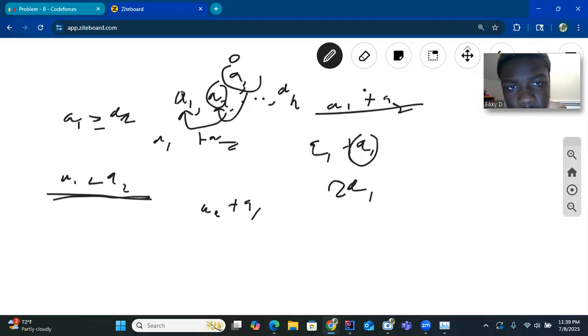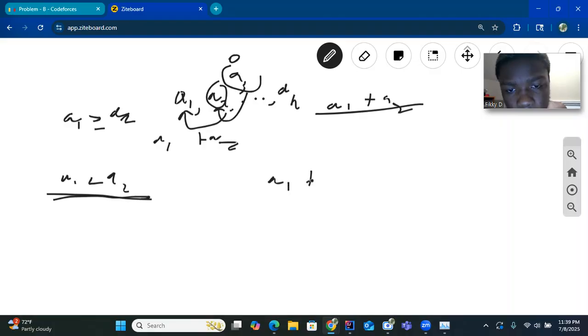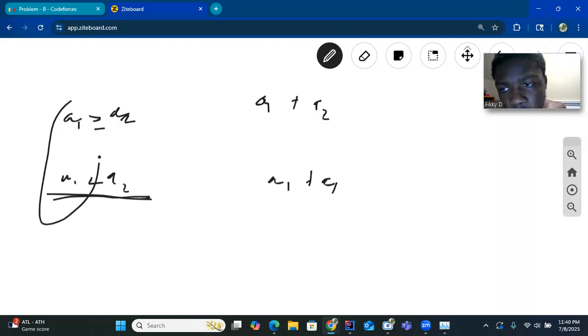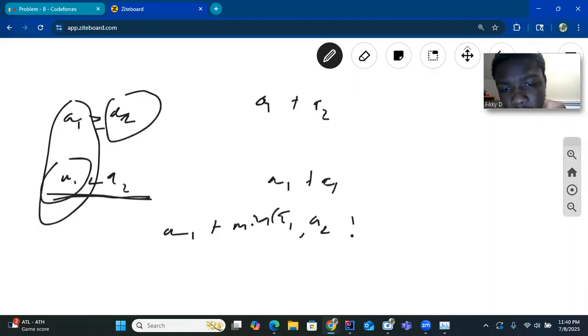Let me write it more clearly. In this case, we have A1 plus A1, and in the other case we had A1 plus A2. Basically we're just adding A1 always, and then adding the one that's smaller. A2 is smaller here, and A1 is smaller here. So it's really just A1 plus the minimum of A1 and A2. That's how you could write it without an if statement. It's just A1 plus the one that's smaller.